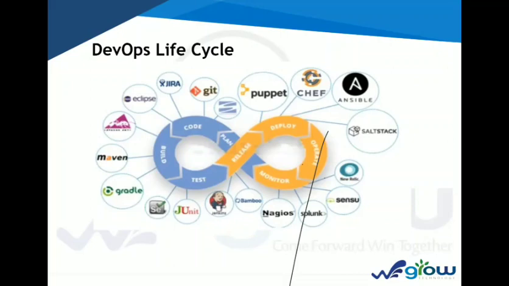Bamboo is nothing but an Atlassian product, which is pretty much costlier, whereas Jenkins is open source. It's from a CloudBees company. Okay, so having said that, let's move into the culture part.